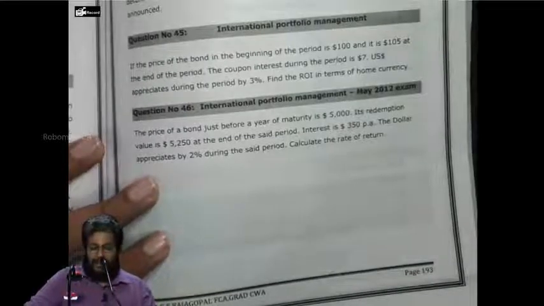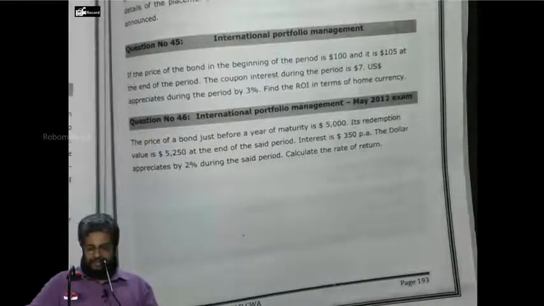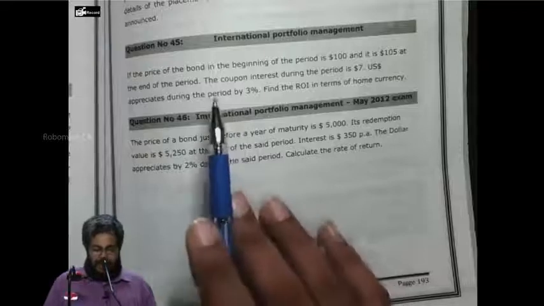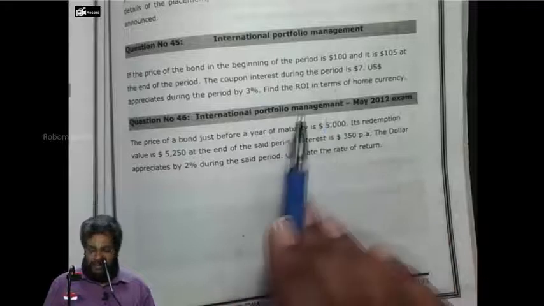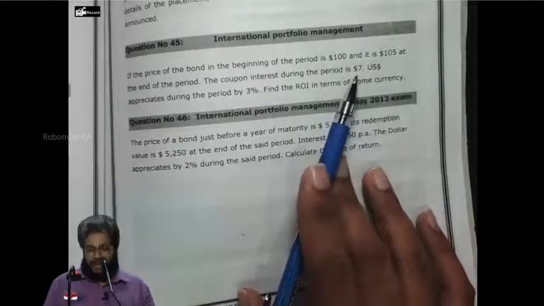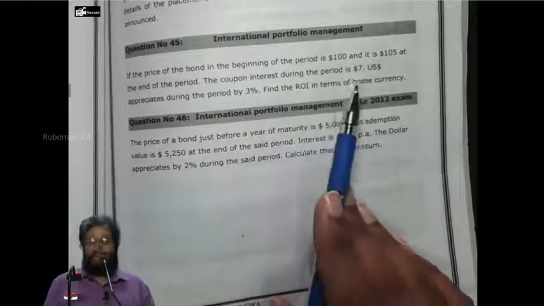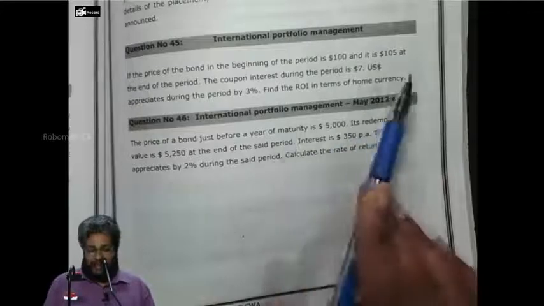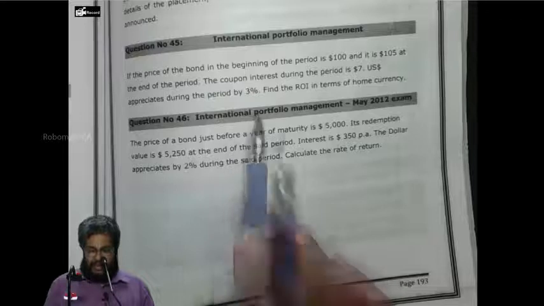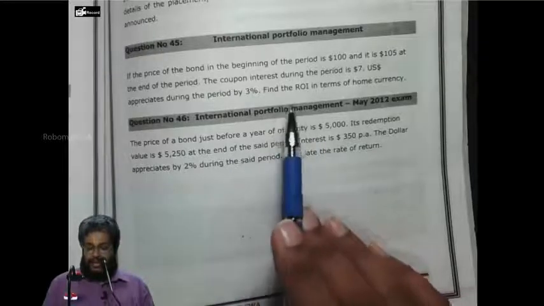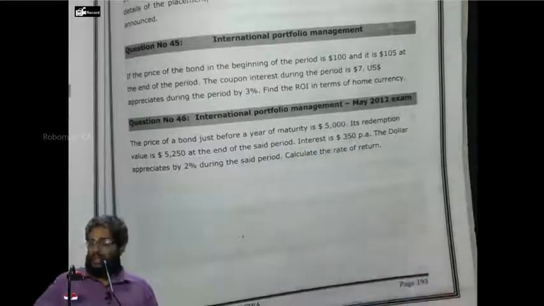If the price of a bond, very simple question. If the price of the bond in the beginning of the period is $100 and it is 105 at the end of the period, coupon interest rate during the period is $7, US dollar appreciates during the period by 3%. Find the return on investment in terms of home currency. That's a question which has been asked.